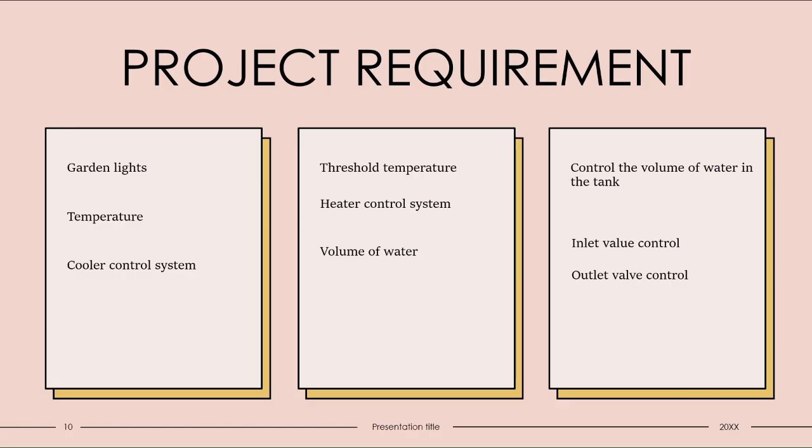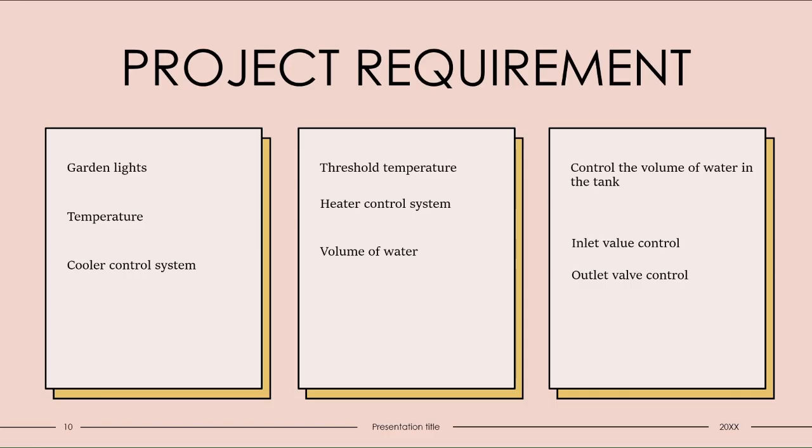Two, temperature regulation. The system monitors ambient temperature. If it exceeds 35 Celsius, the heater is turned off automatically. The user can also remotely switch the heater or cooler on or off by using our Blynk app.